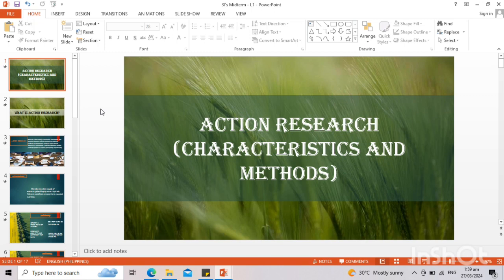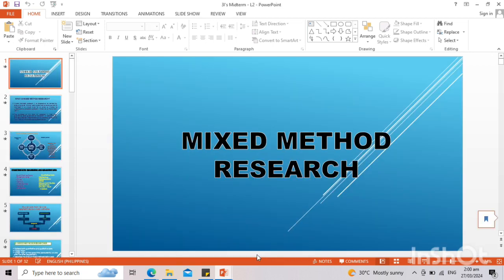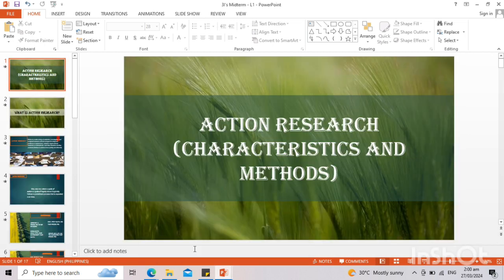Now, for our midterm, we will be talking about action research, the characteristics and methods, and lesson 2 will be focusing on mixed method research. Okay, so I know that you already have an idea of what research is because you yourselves already explored practical research. You are able to create one research paper. Now, let me discuss to you what action research is.